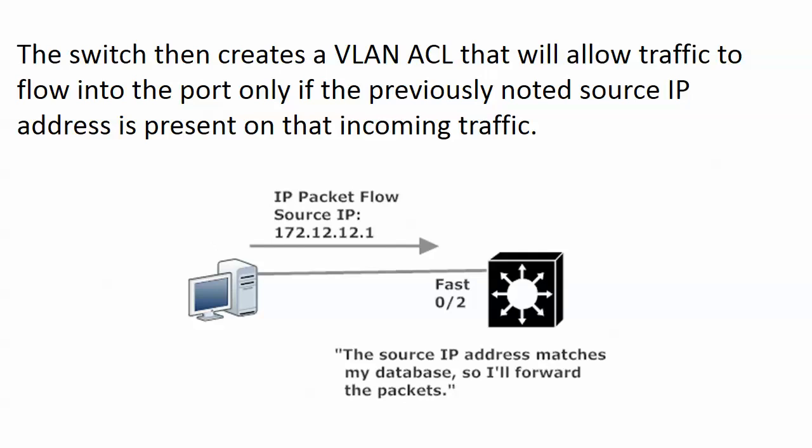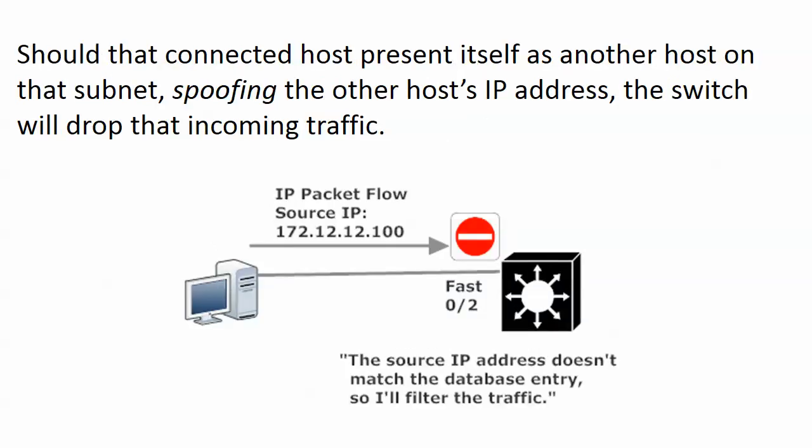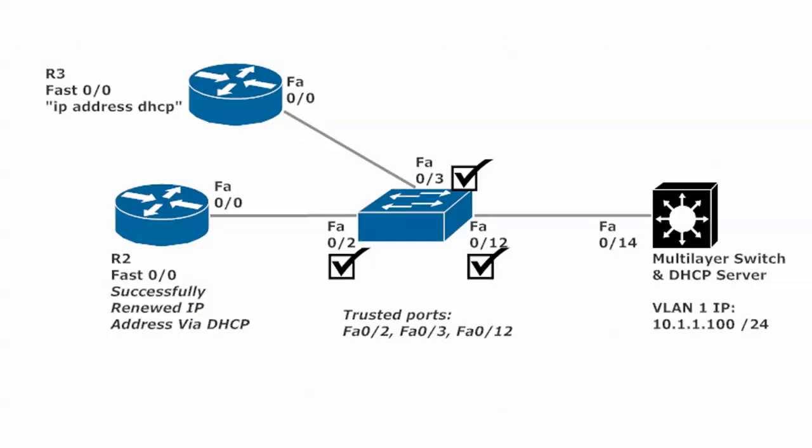So when traffic comes back in on fast0/2, source IP is 172.12.12.1, everything is beautiful, matches the database, and the packets get forwarded. Now, should that connected host present itself as another host on that subnet, spoofing the other host's IP address, pretending to be someone else, the switch will then drop that incoming traffic by default. We can configure it for other actions, and I'll show you what those are, but by default, the incoming traffic is simply dropped or filtered, however you want to put it.